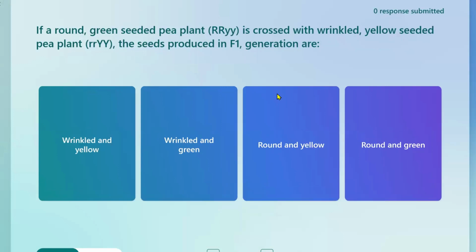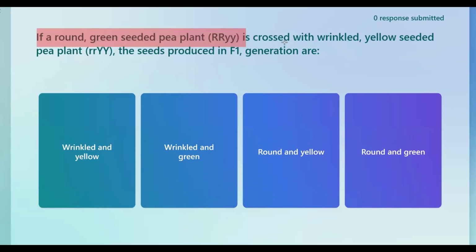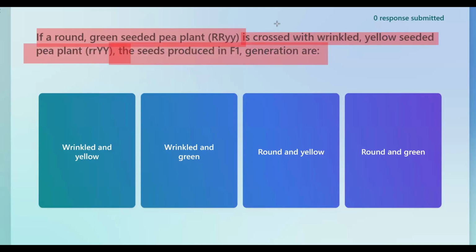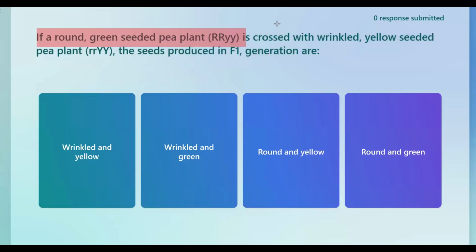In the next question, it says: a round and green seeded pea plant is crossed with a wrinkled yellow seeded pea plant. The seeds produced in F1 generation. F1 is the first filial generation. So it's very easy to figure out that if I take the gamete from here, it's going to be capital R small y. And if I take a gamete from here, it's going to be small r capital Y.